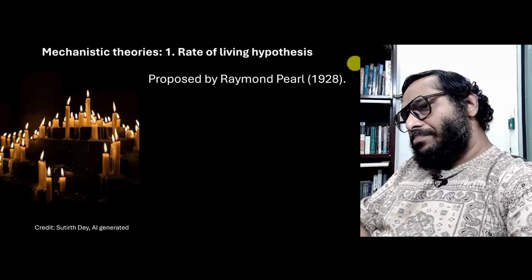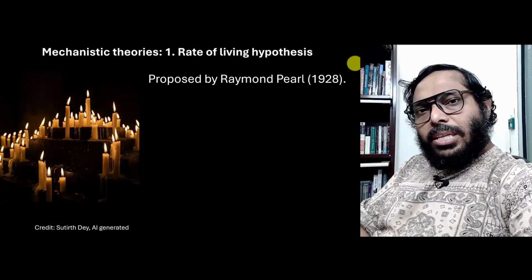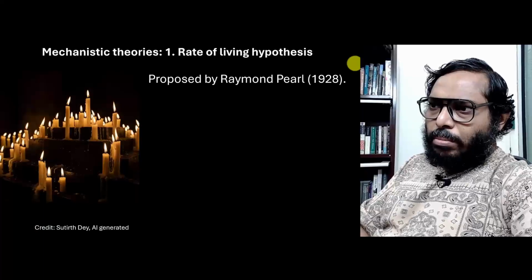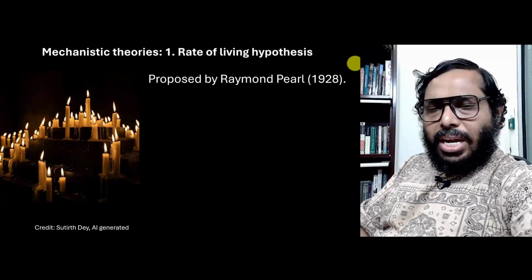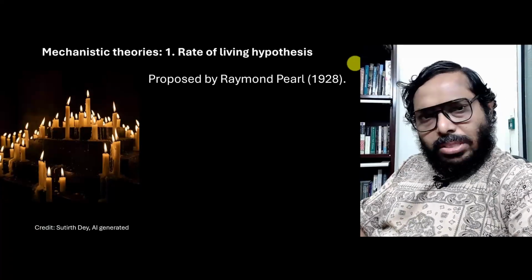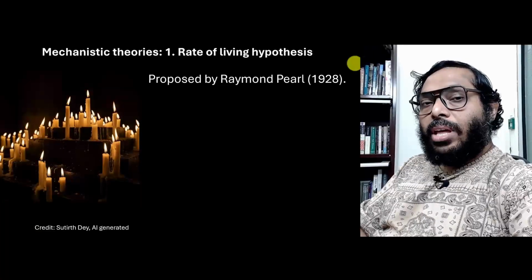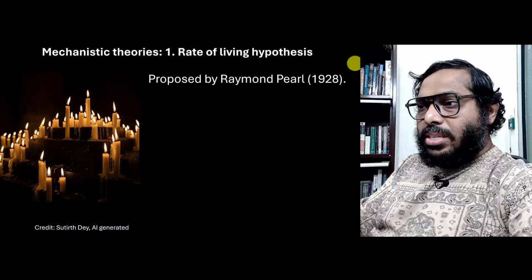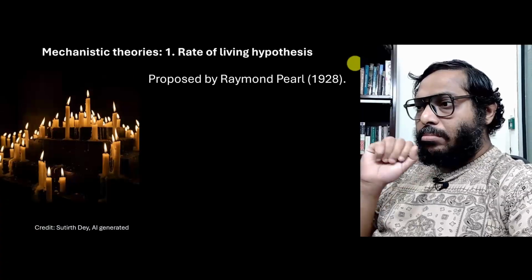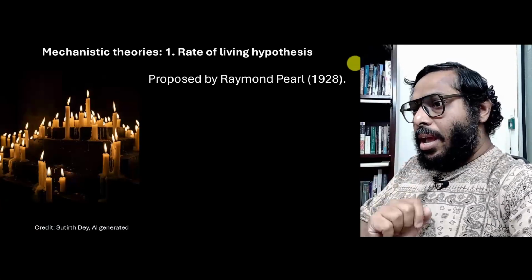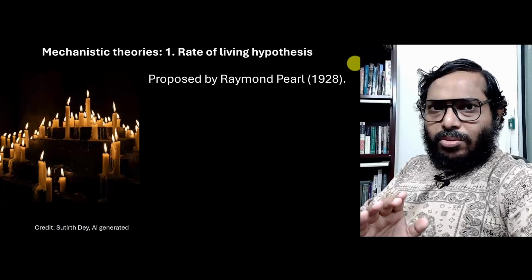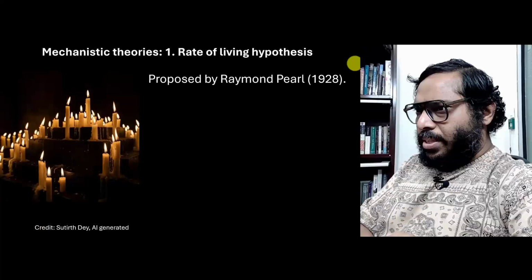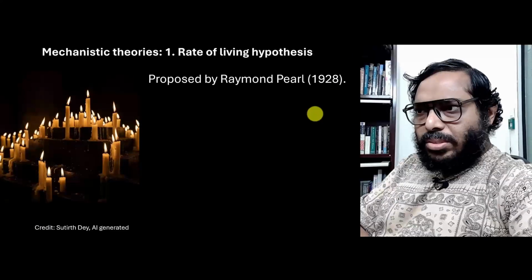One of the well known mechanistic theories is the so called rate of living hypothesis, which was proposed by Raymond Pearl in 1928. This is the same Raymond Pearl who gave the logistic model of population growth. He has made very significant contributions in the field of population dynamics as well, but in this particular case we are more interested in what he had to say about aging and why aging happens. What Raymond Pearl said was very simple.